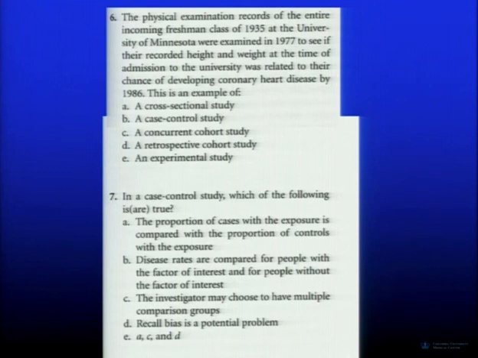You assembled the class from their records back in 35 when they were at University of Minnesota. The follow-up has already occurred, but you have data that preceded that follow-up, and that's why it can be a retrospective cohort study, or D. So in a case control study, which of the following is or are true?